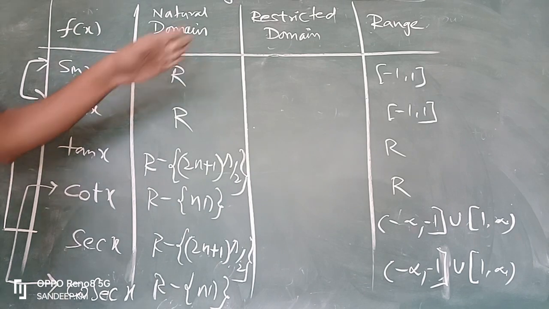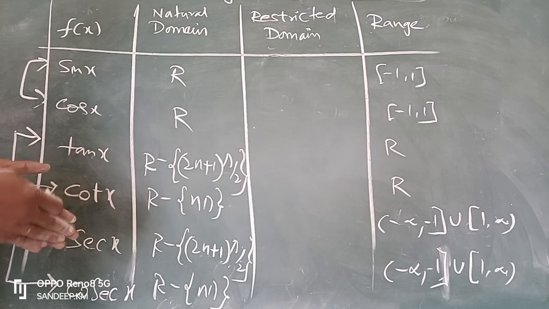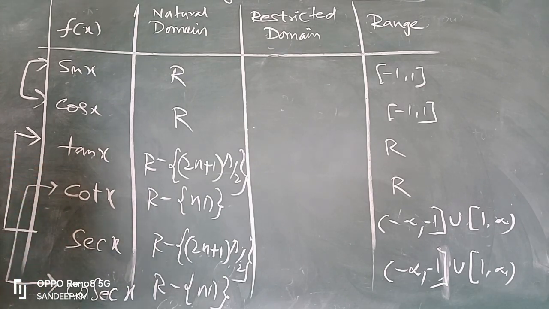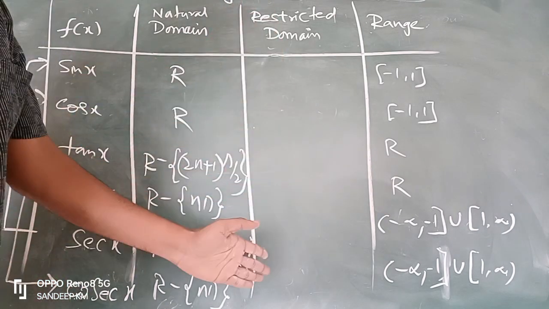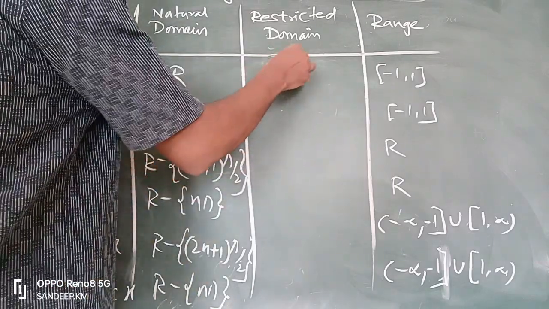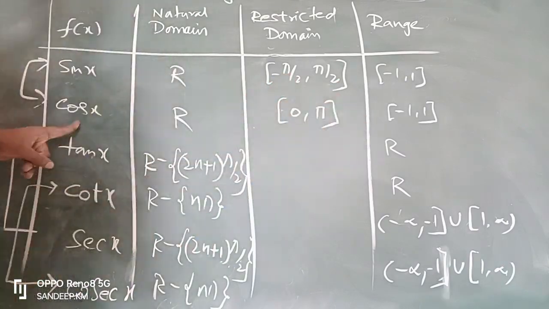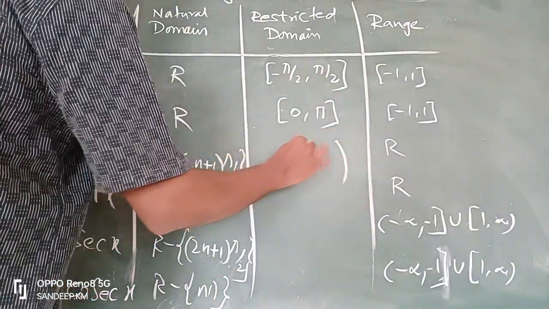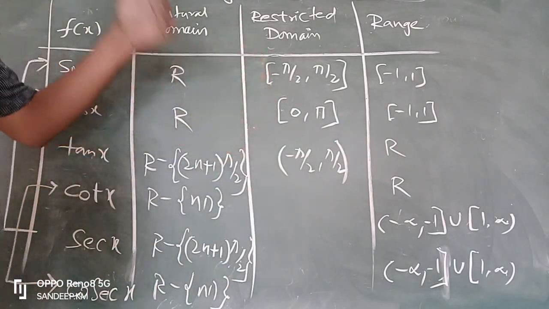I have written natural domains and range that you might have learnt already in the trigonometry chapter. Okay? So, restricted domains. As I have derived already, in natural domains, these functions are not bijections. But in restricted domains, these functions are bijections. So the restricted domain for sin x is minus pi by 2 comma pi by 2. For cos x it is 0 to pi. For tan x it is open bracket minus pi by 2 comma pi by 2. These three we have derived already.